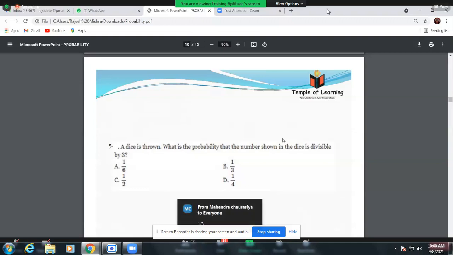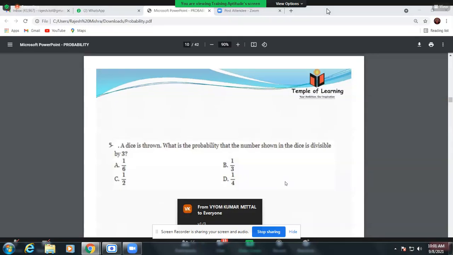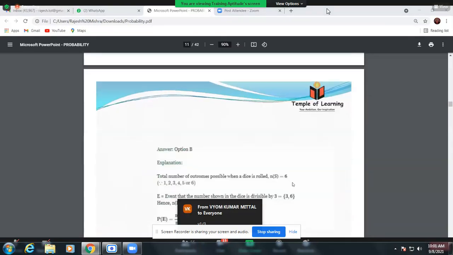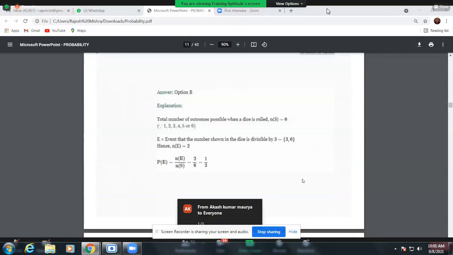Again, students, the total outcome is 6. Numbers divisible by 3 are only 2. Which are those? 3 and 6. So the probability of getting a number which is divisible by 3 is 2 upon 6, and 2 upon 6, students, is 1 upon 3.